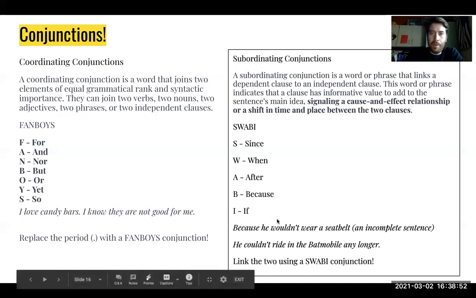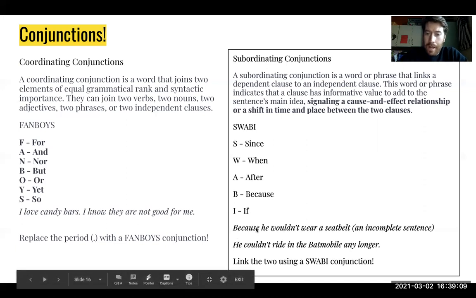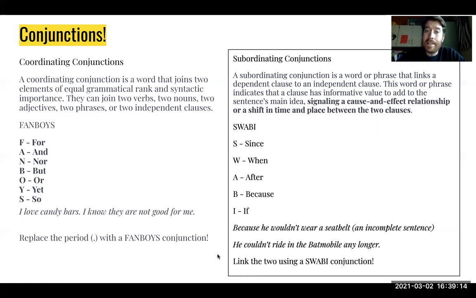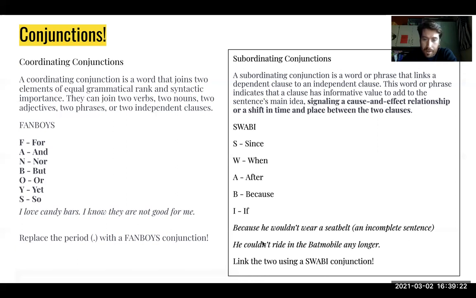So let's look at an example over here in the subordinating conjunction box. Because he wouldn't wear a seatbelt. If that were going to be a sentence, that does not work because that is a dependent clause. Let's look at the second clause that we want to add to this. He couldn't ride in the Batmobile any longer. That is an independent clause because it has a subject and a verb and they agree with each other.